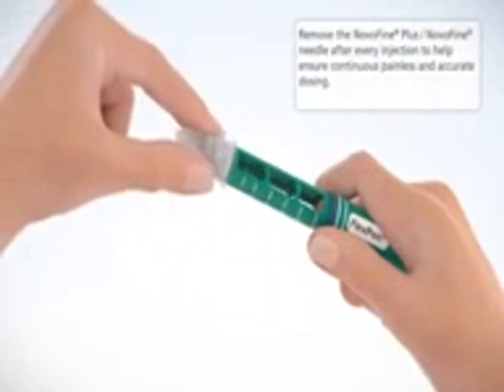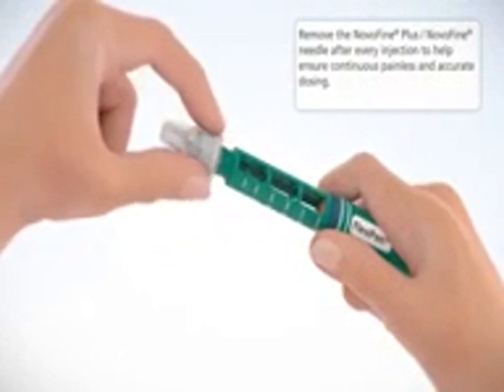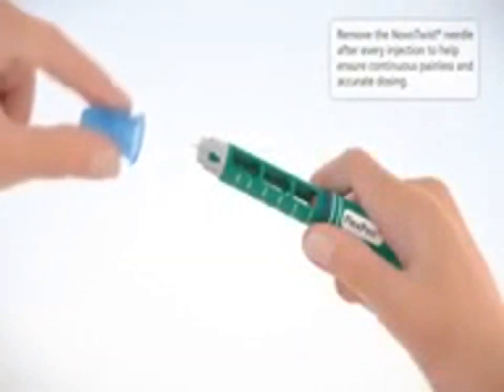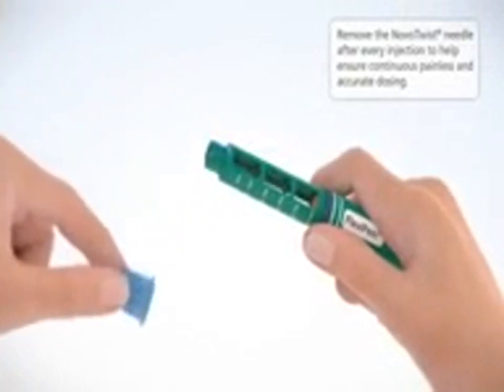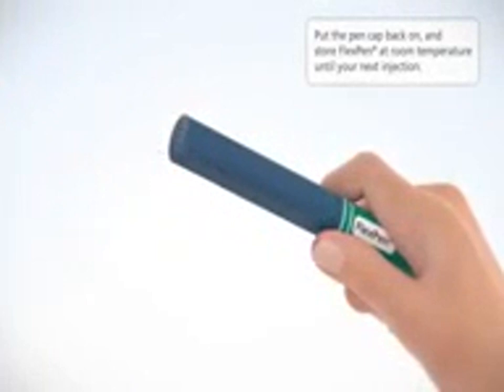Remove the needle after every injection to help ensure continuous, painless and accurate dosing. Then put the pen cap back on and store FlexPen at room temperature until your next injection.